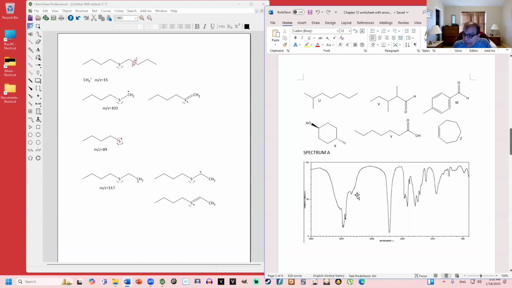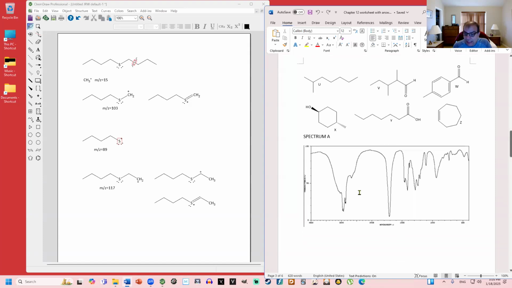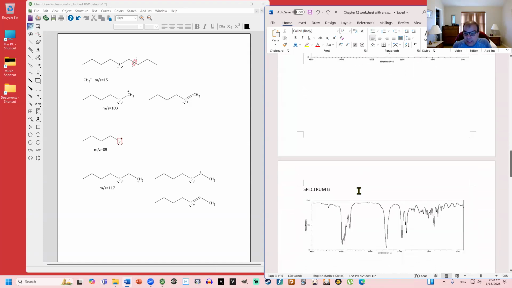We will get to an example just now of what if there are 2 possibilities and how do we narrow it down. There's an example like that in here. In fact, I think we're about to come across it in spectrum B. Spectrum B has a couple of things. First of all, we again have a really strong peak at a little above 1700 wave numbers. That has to be a carbonyl, C double bond O.